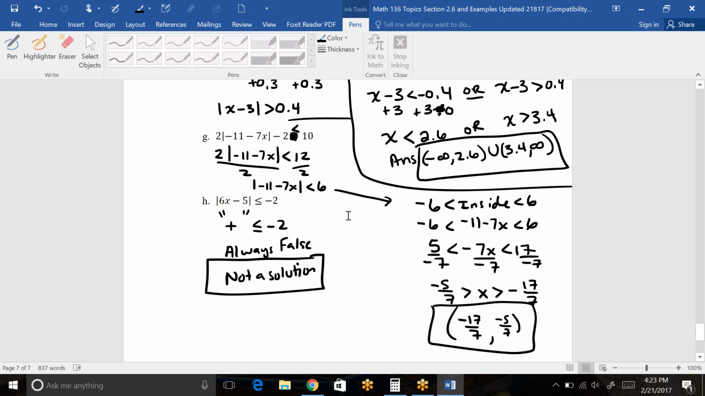So that is the end of the 2.6 catch-up notes. And like I said, the 3 that I skipped that were fractions will get covered with the group that we do on our next class session.